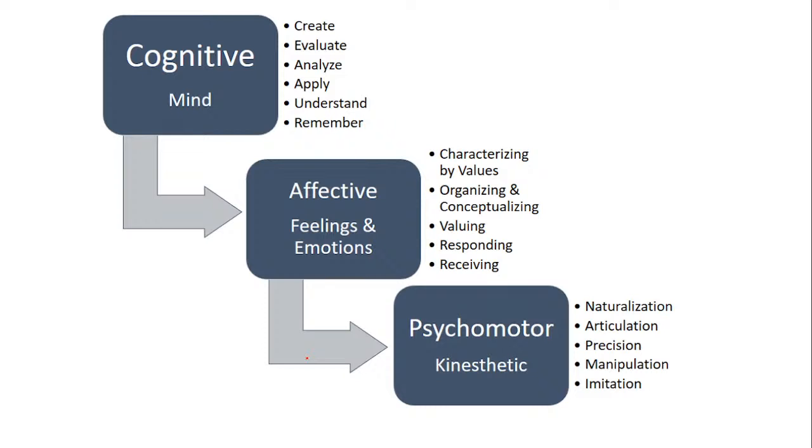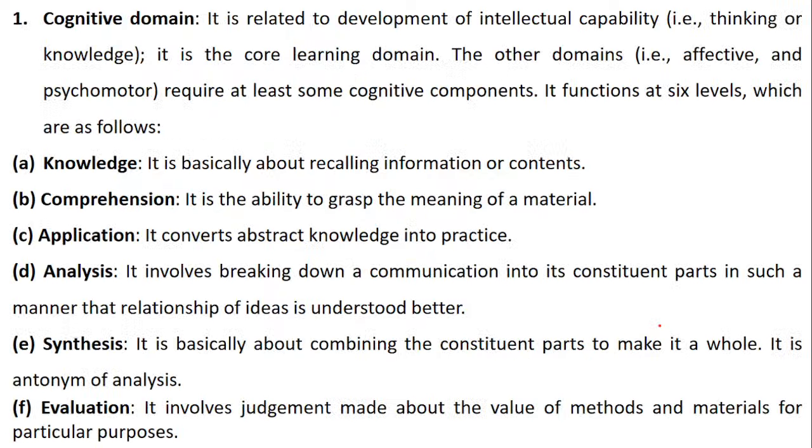There are three levels: cognitive, which is based on mental ability; affective, which is based on feelings and emotions; and psychomotor, which is based on kinesthetic ability. The cognitive level is described in the form of creation, evaluation, analyzing, applying, understanding and remembering. Affective is characterizing, organizing, valuing, responding and receiving. Psychomotor is naturalization, articulation, precision, manipulation and imitation. But we are going to do these levels one by one in detail.